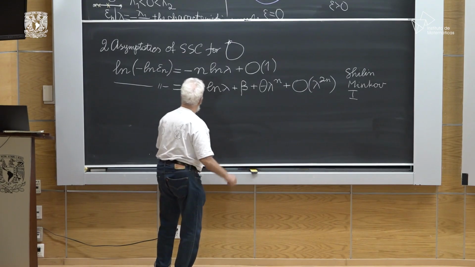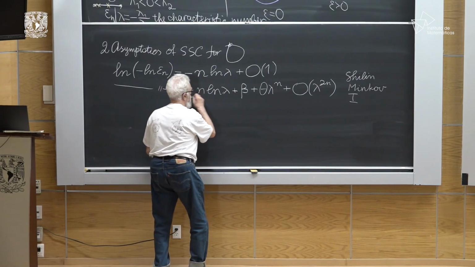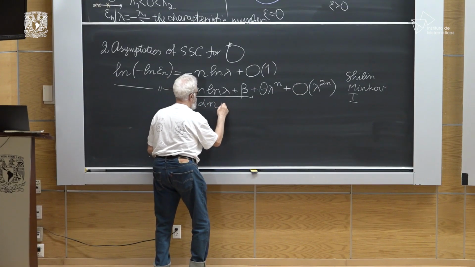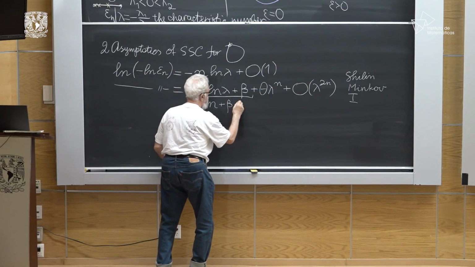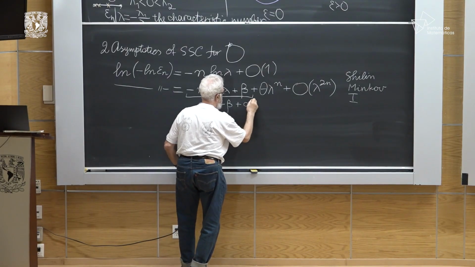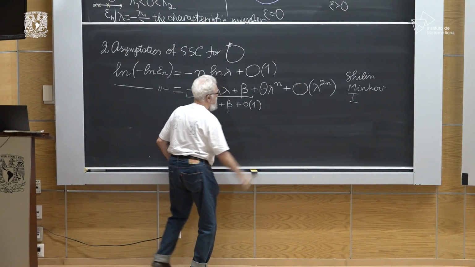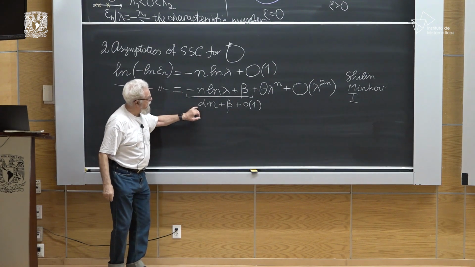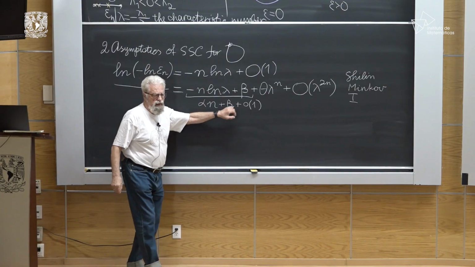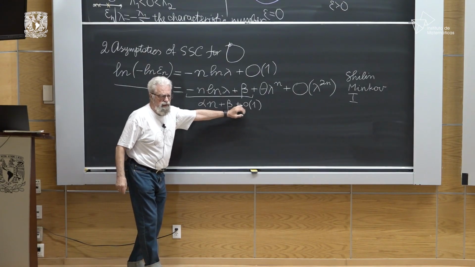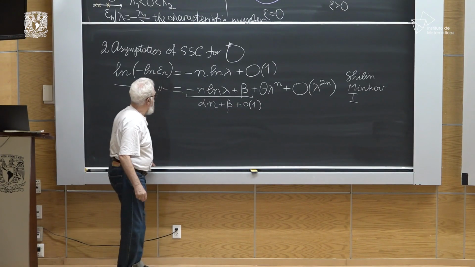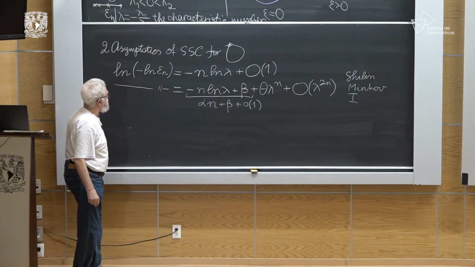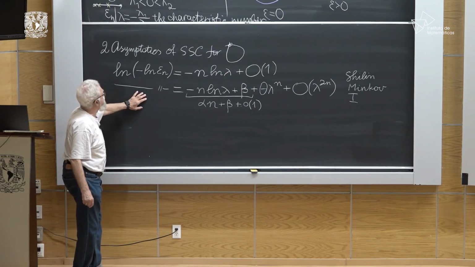But I want to write this in the simplified form, an arithmetic progression plus something tending to 0. And let me stop here for a while.